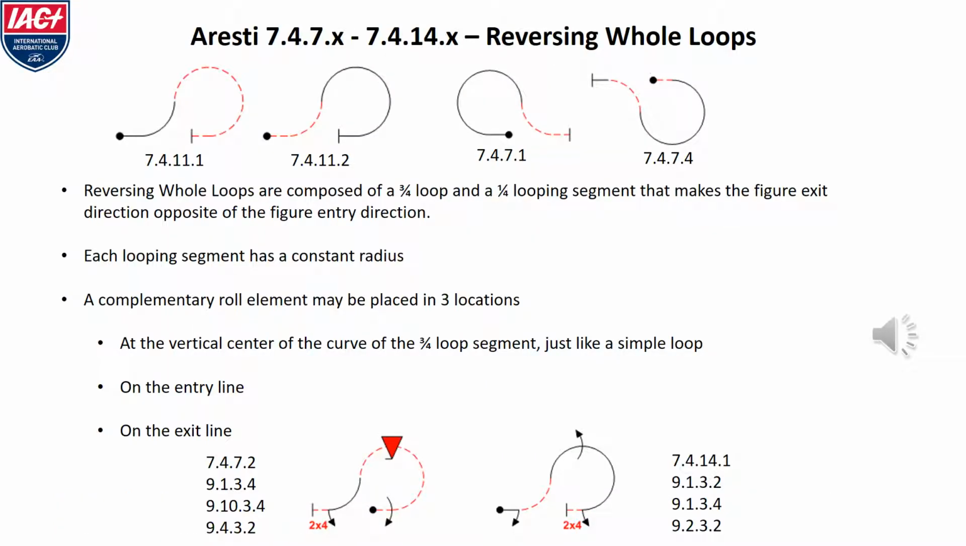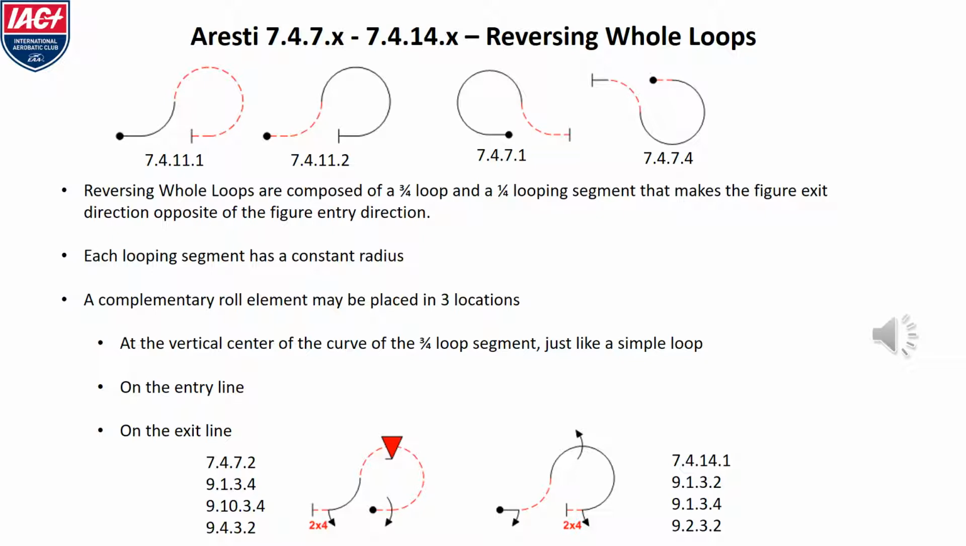Aresti family 7.4.7 through 7.4.14 figures are reversing hole loops. These are composed of a 3/4 loop and a 1/4 looping segment that makes the figure exit direction opposite of the entry direction. As with other looping figures, each looping segment must be flown to a constant radius. And in these figures, a complementary roll element may be placed in 3 locations. This is shown in the figure illustrations at the bottom.